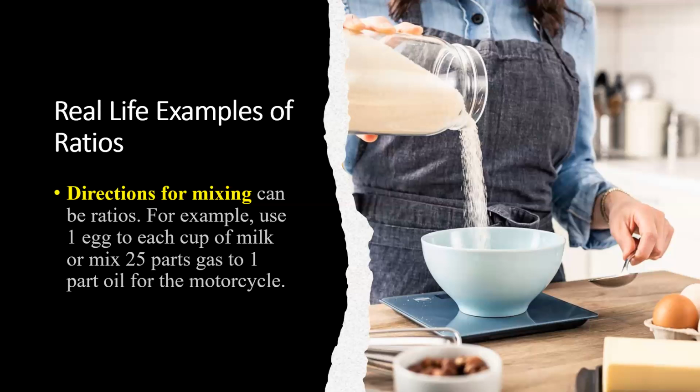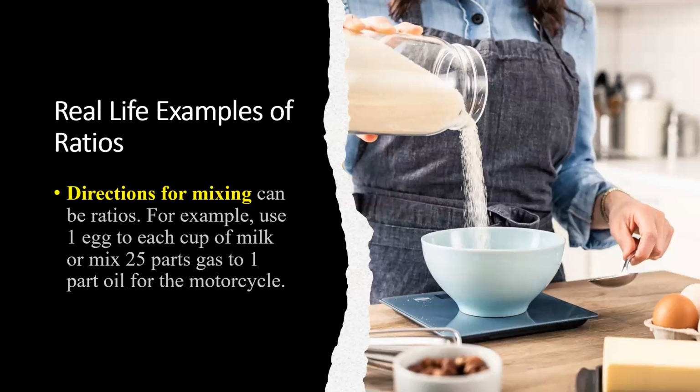All right, so that's ratios, right? We were just talking in terms of ratios right there. Ratios are used in directions for mixing. So 1 egg to each cup of milk, or 25 parts gas to 1 part oil for a motorcycle. So we use ratios for mixing, and we use equivalent ratios if we want to make more.